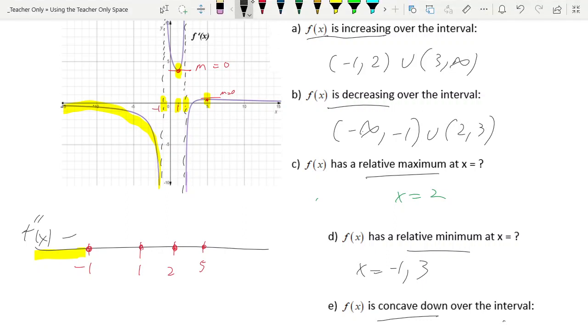My slopes were all negative. Then in my next region, going from -1 to the x value of 1, I just highlighted in green this area right here. What slopes do we have? Well, those are all still negative.